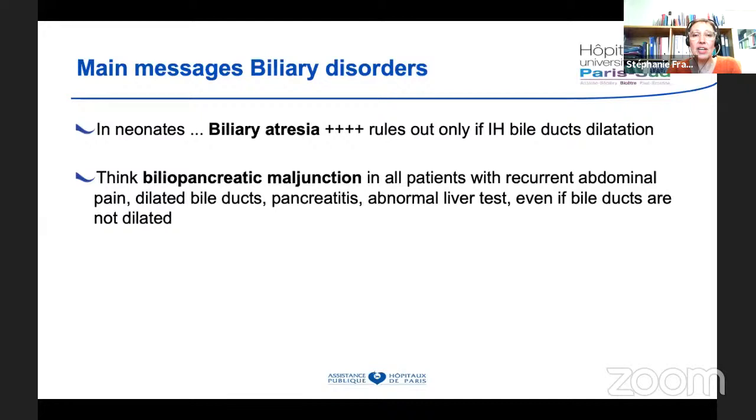So the main messages for this part of biliary disorders: in neonates, look for biliary atresia, and the only way to rule it out is when you have a bile duct dilatation. Otherwise, you can't rule out biliary atresia. And the second point is think biliopancreatic malunion when you have patients with recurrent abdominal pain, dilated bile ducts, pancreatitis, abnormal liver tests, or whatever, and even if the bile ducts are not dilated.